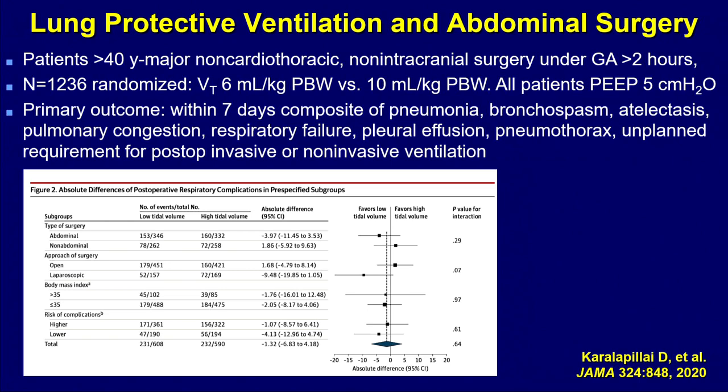This study, published in 2020, looked at non-cardiac surgery, non-intracranial surgery, again, 2 hours or more, a large study, 1,236 patients, where they compared 6 ml per kilo versus 10 ml per kilo, but all patients got PEEP. The primary outcome was the composite outcome of the standard things, pneumonia, bronchospasm, atelectasis, pulmonary congestion, respiratory failure, pleural effusion, and so on. And they found absolutely no difference between these two interventions.